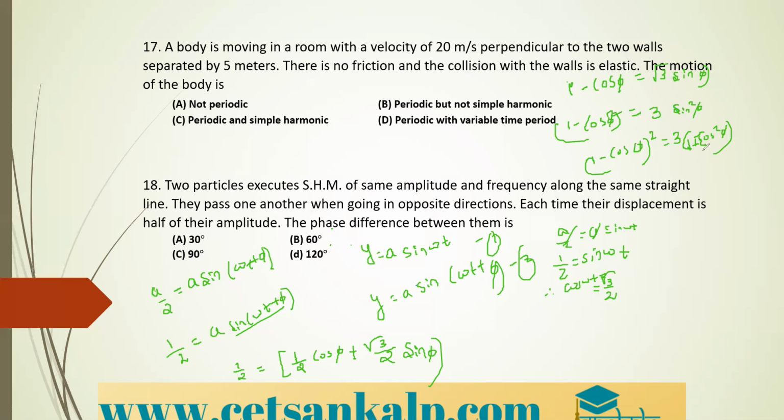So therefore, after the solution, we can write that cos pi is equal to plus 1 and cos pi is equal to minus 1 by 2. That is pi is equal to 0 or pi is equal to 120 degrees. So in the given options, 0 is not there. Therefore, we take option D, that is 120 degree.